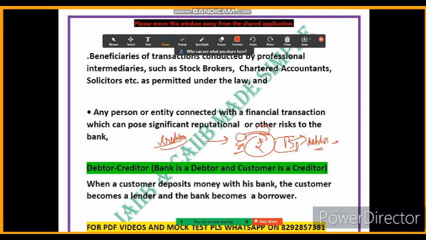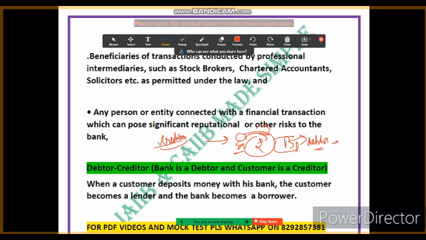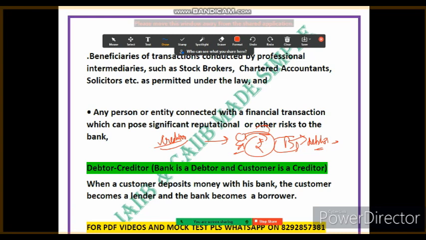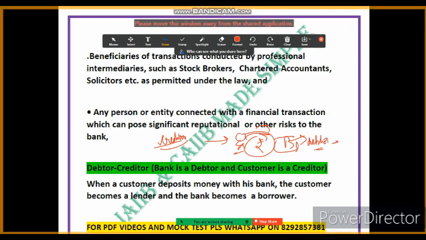So let's summarize the facts presented in this slide. The slide says that a professional intermediary may conduct transactions on behalf of their client through a bank as permitted by law. Banks need to be cautious about their association with individuals or entities. Additionally, when a customer deposits money with the bank, a debtor-creditor relationship is established, where the customer is the creditor or lender and the bank is the debtor or borrower. Hopefully you have understood the concept. Very good.